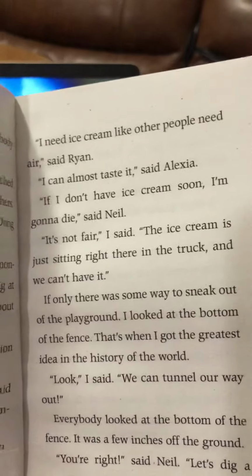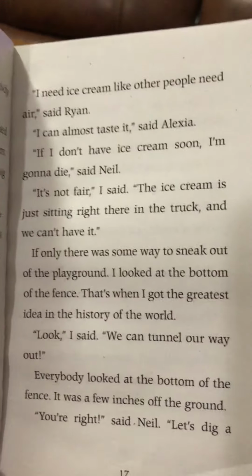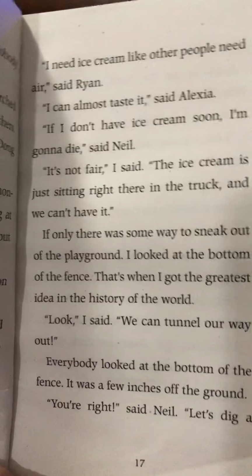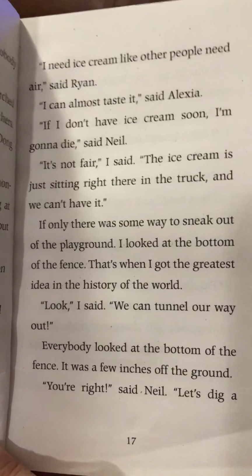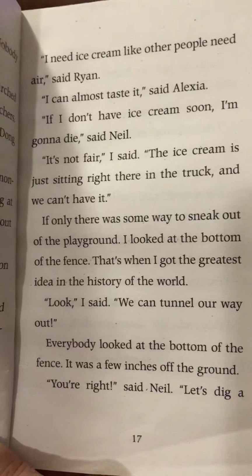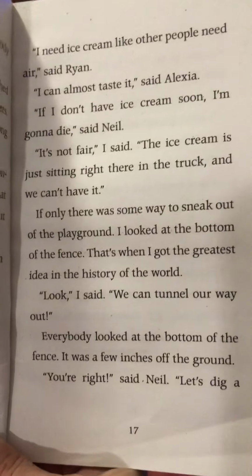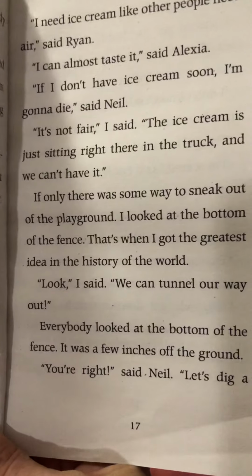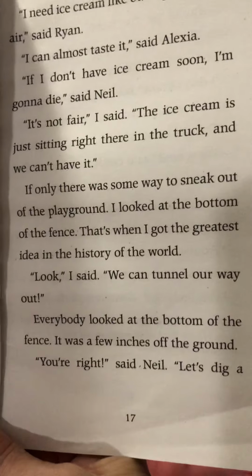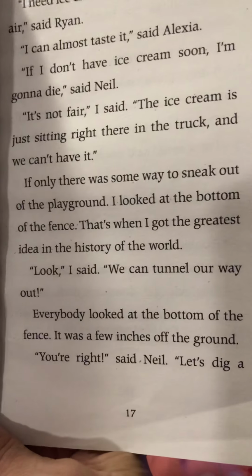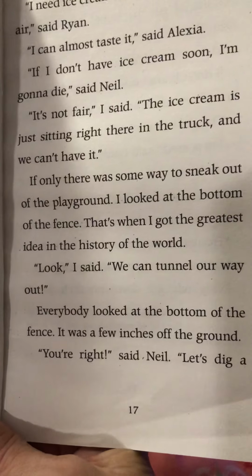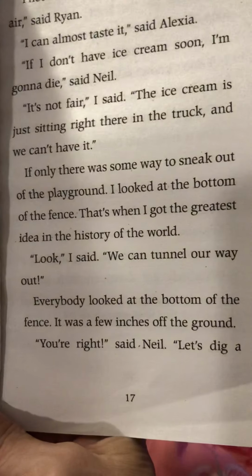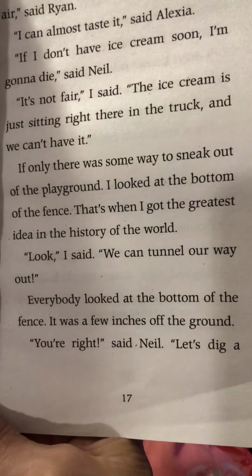I need ice cream like other people need air, said Ryan. I can almost taste it, said Alexia. If I don't have ice cream soon, I'm gonna die, said Neil. It's not fair, I said. The ice cream is just sitting right there in the truck, and we can't have it. If only there was some way to sneak out of the playground.